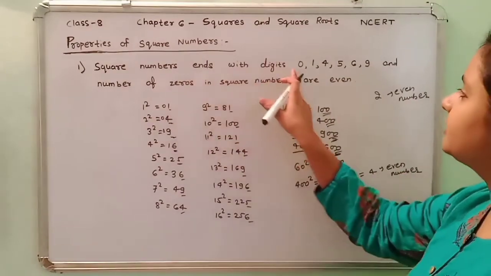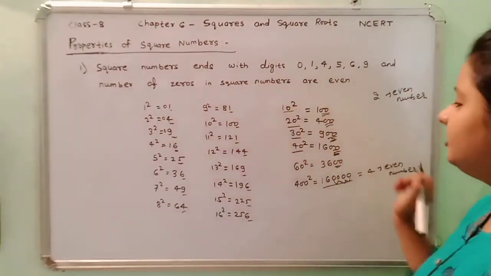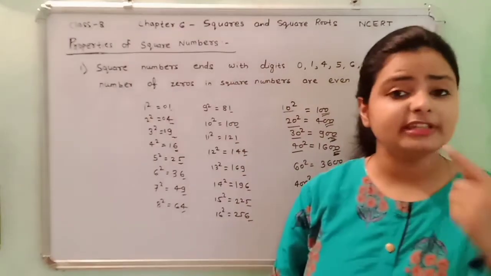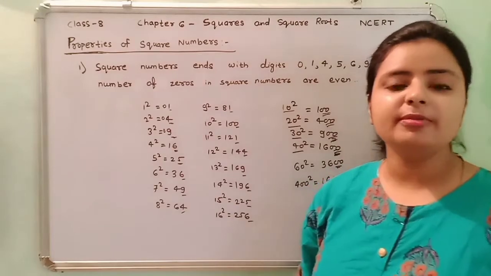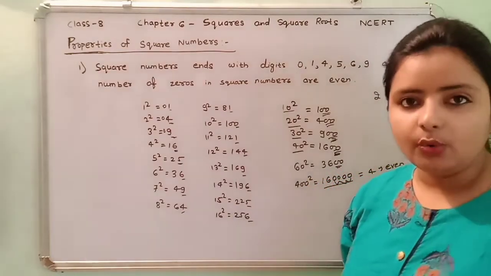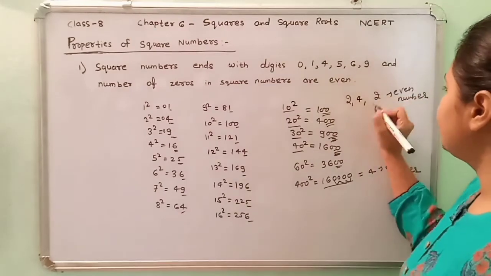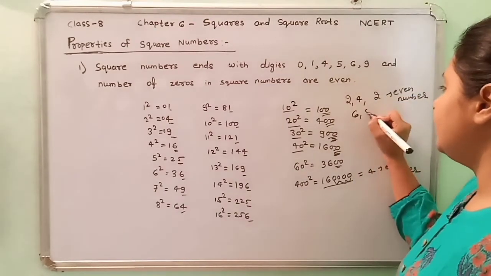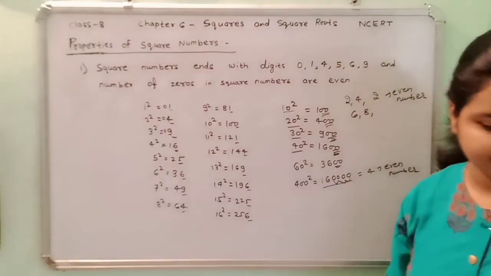Square numbers ends with digits 0, 1, 4, 5, 6, 9 and number of zeros in square numbers are even. किसी भी जीरो वाले नंबर का स्क्वायर करने के बाद अगर हमें इसका स्क्वायर मिलता है तो उस स्क्वायर में भी नंबर ऑफ जीरोस इवन होंगे. इवन मीन्स 2 जीरो होंगे या 4 जीरो होंगे, ठीक है, 6 जीरो होंगे, 8 जीरो होंगे, लाइक दिस. सो आई थिंक यू अंडरस्टूड द फर्स्ट प्रॉपर्टी.